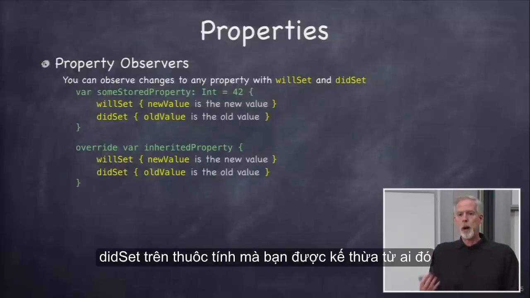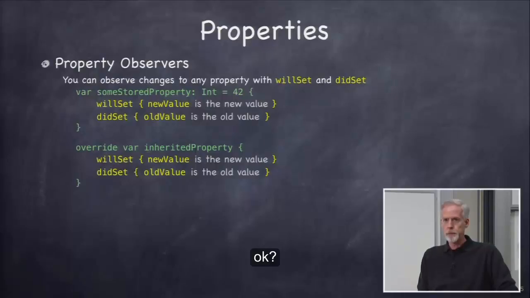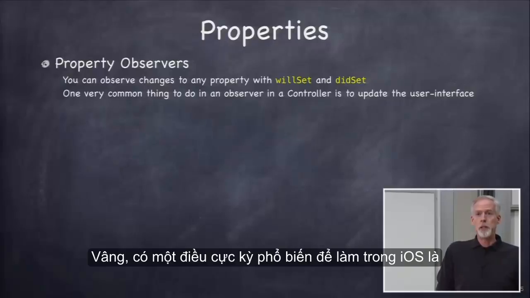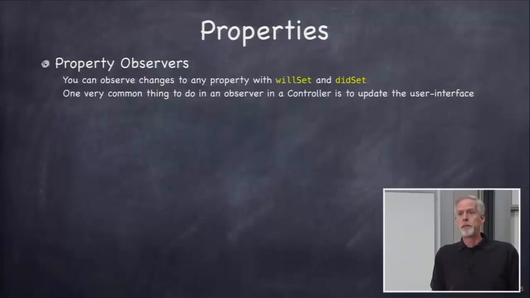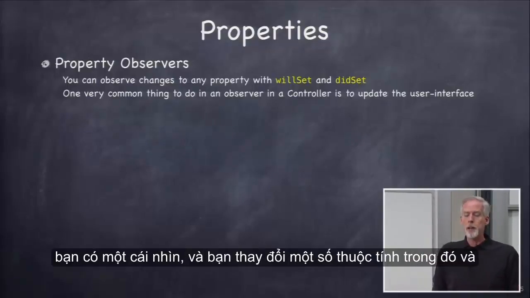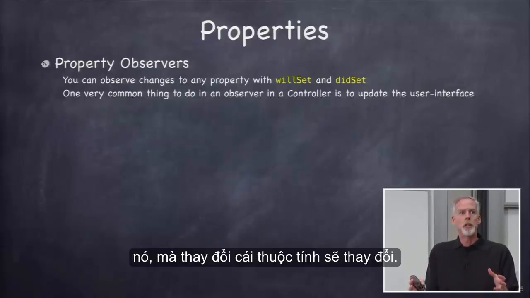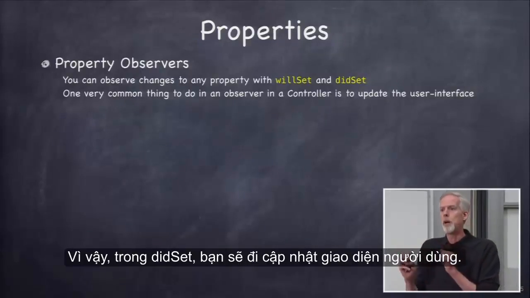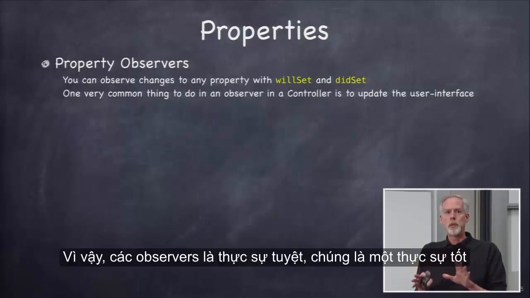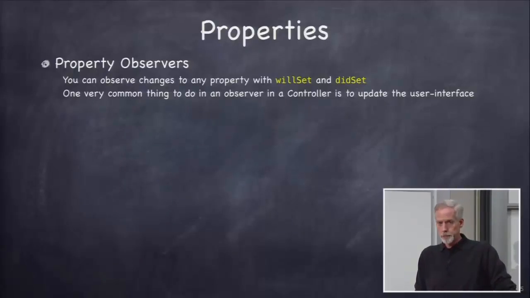Do will set and did set are on properties you inherit from your superclass. Okay? Now, what kind of things would we do in here? Well, one extremely common thing to do in iOS is to update the user interface. So you have some view controller, let's say, or you have a view, and you change some property in it, and changing that property means the UI would change. So in the did set, you'll go update the user interface. Does that make sense? Okay, so the observers are really cool. They're a really good way to keep track of what's going on and keep things in sync.